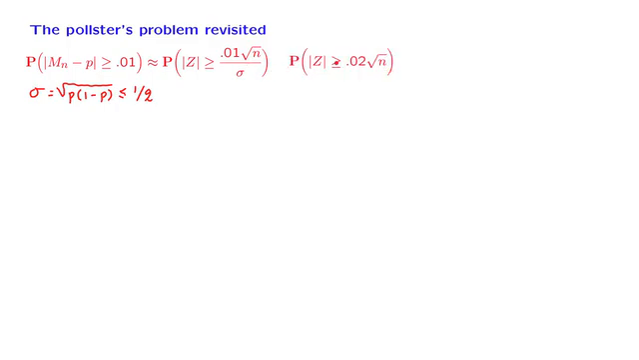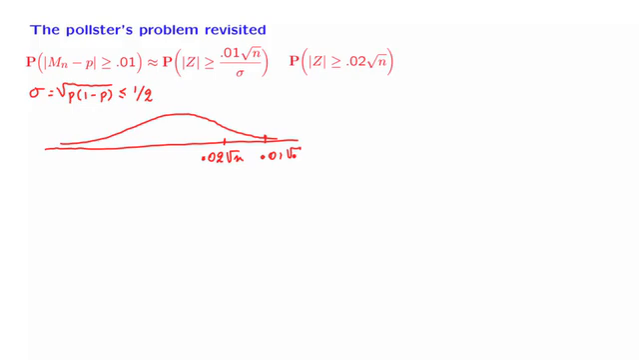How are these two probabilities related? Which direction does the inequality go? A sketch will be useful here. Z is a standard normal and it's centered at 0. Somewhere here we have a value of 0.02 square root n, and somewhere further out we have the value of 0.01 square root n divided by sigma. Why are these two values ordered this way? Since sigma is less than 1/2, 1 over sigma is bigger than 2, so this expression here is bigger than this expression there.